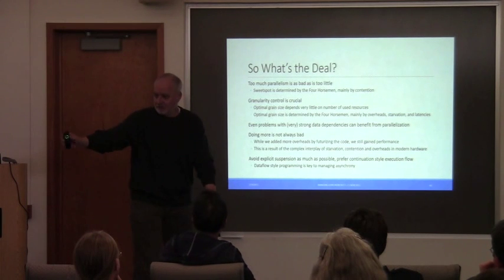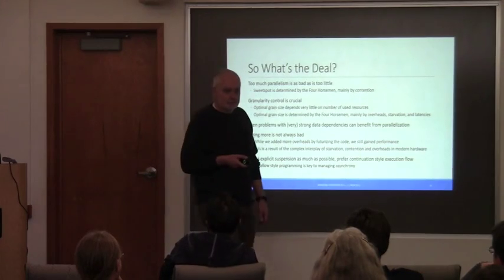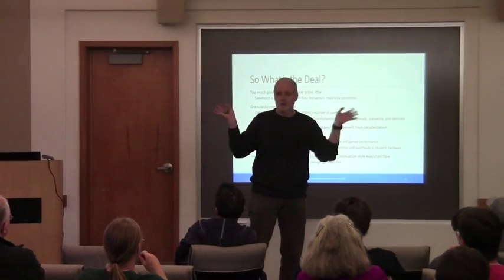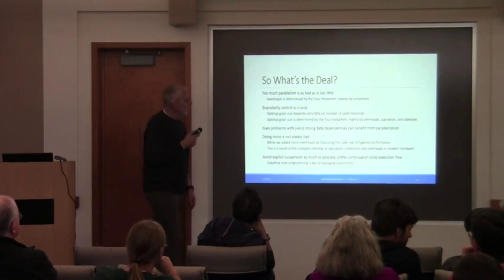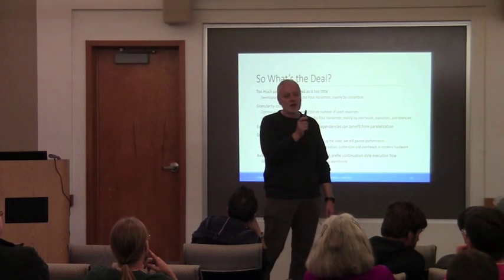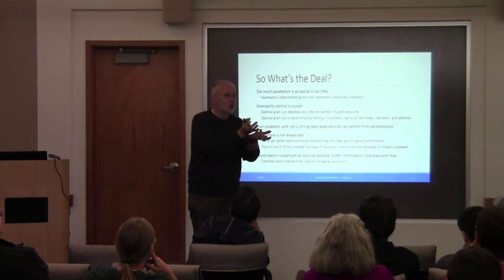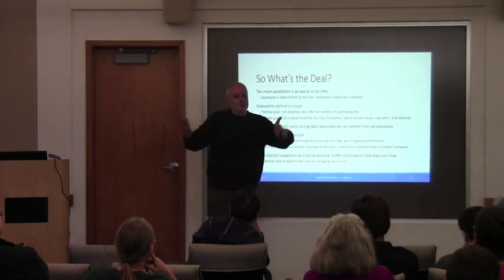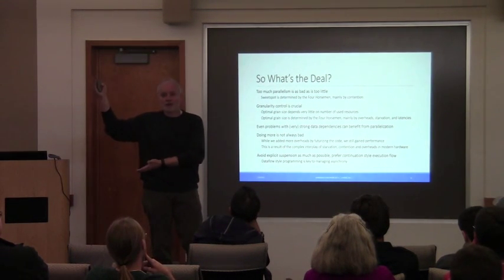Okay, so what's the deal? That's my last slide, then Vinay is on. Too much parallelism is as bad as too little. If you have too much parallelism, overheads take over, and you're doomed. There's always a sweet spot which you can find by controlling the granularity of your algorithms. Each algorithm has its own way to control grain size, the amount of work to be done in one unit of execution. And it's determined by the four horsemen. One end is overheads, the other end is contention, waiting, starvation.